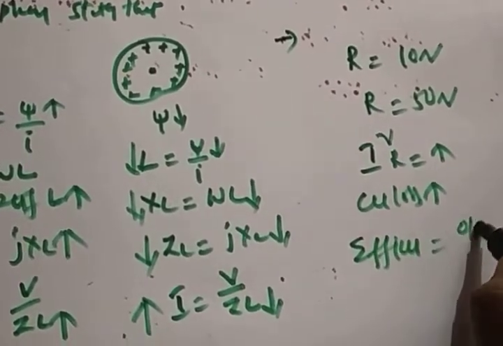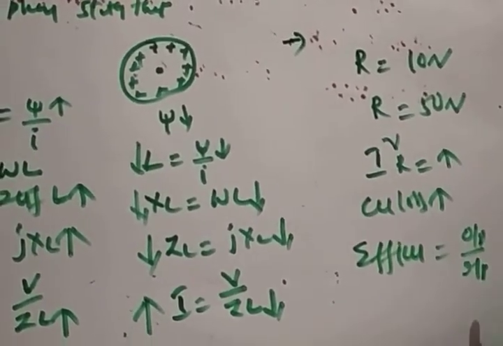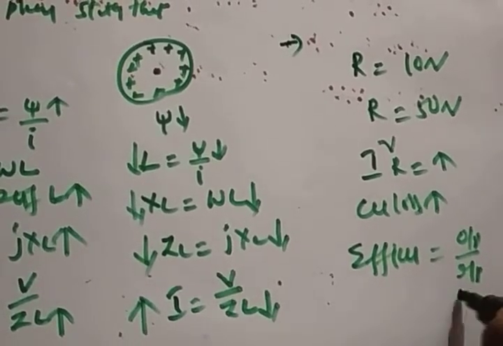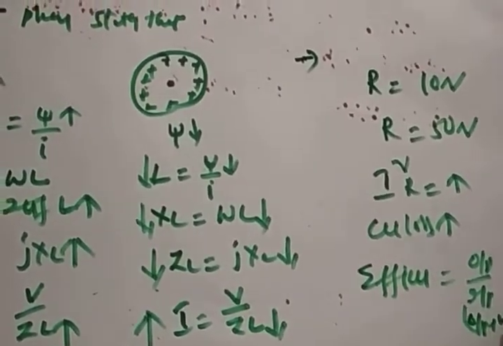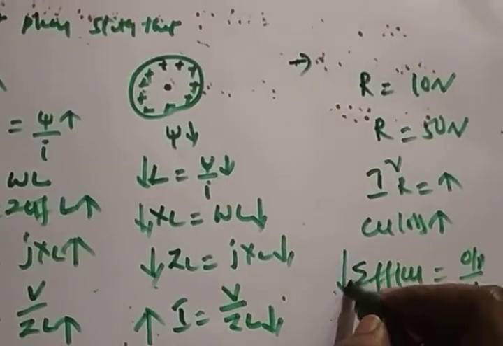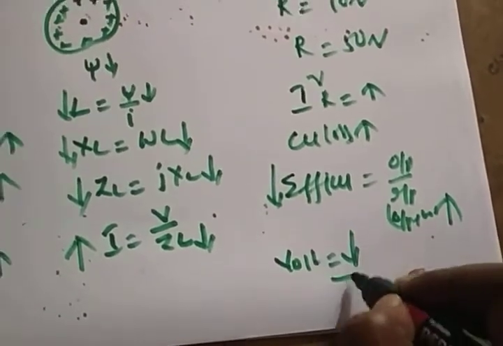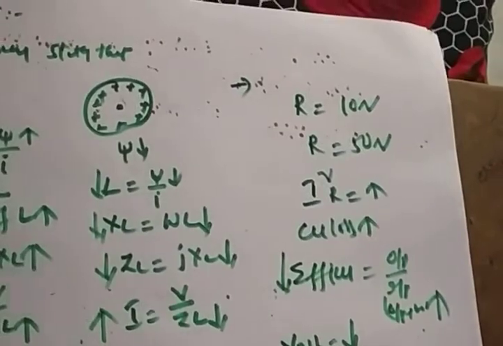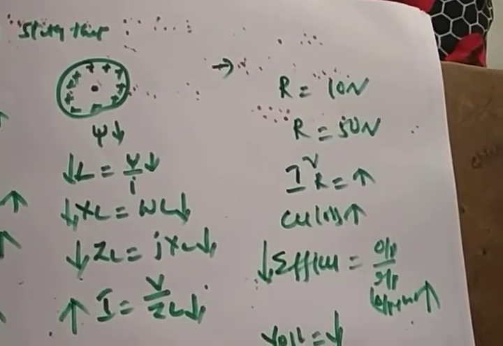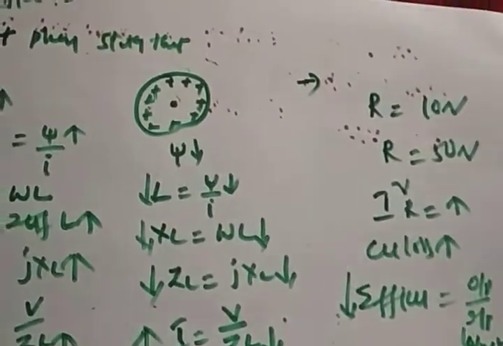Efficiency is output by input, and input is nothing but output plus losses. If losses increase, the efficiency reduces. If efficiency reduces, the voltage regulation also suffers. So these are the disadvantages of transferring power from the sending end to the receiving end with the skin effect phenomenon. It damages the efficiency and the voltage regulation of the system.